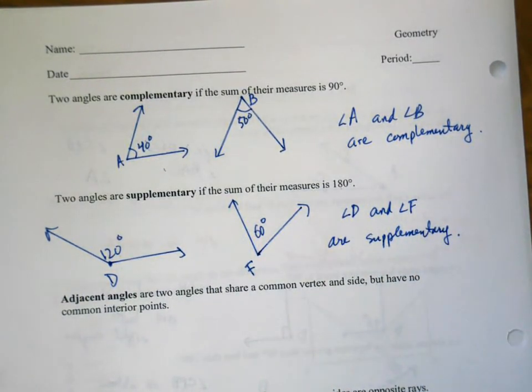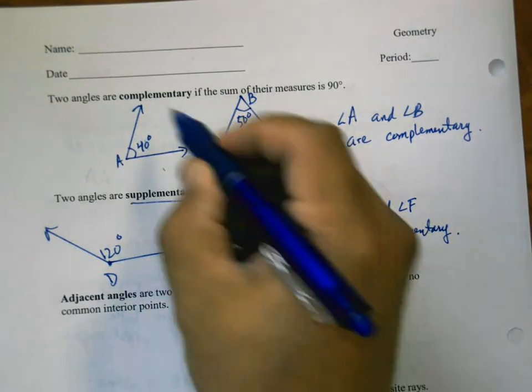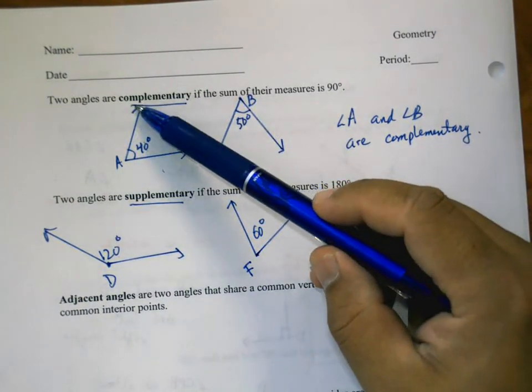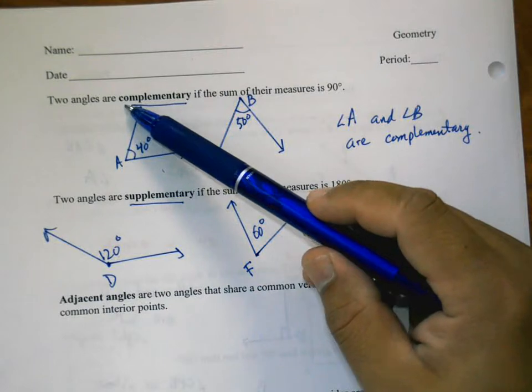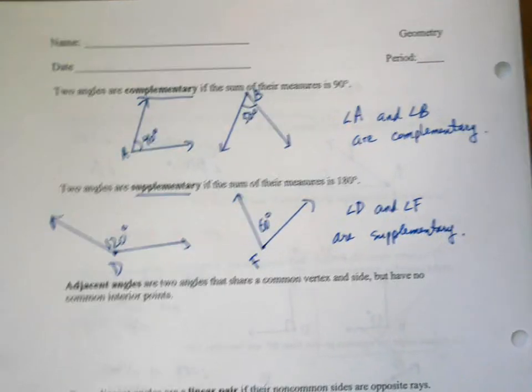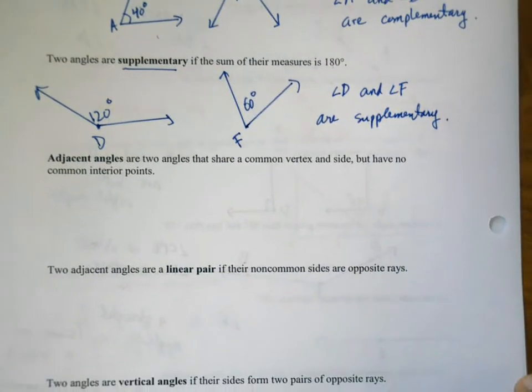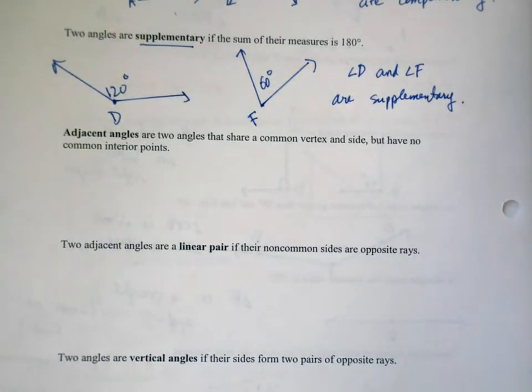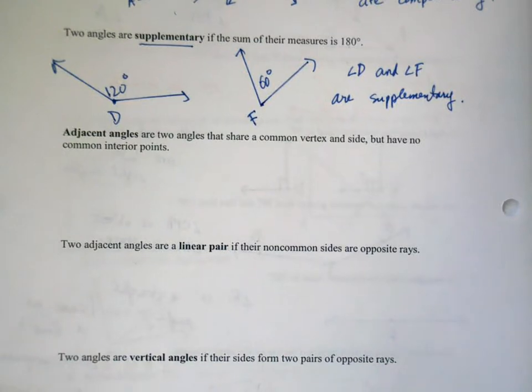So two basic words, supplementary and complementary. The thing that often trips people up is which one is 90 and which one is 180. The way I usually remember it is complementary comes first in the alphabet and 90 comes before 180 on the number line. That's how I typically used to memorize it. You can think of your own ideas to do this as well. All right, let's keep going here.